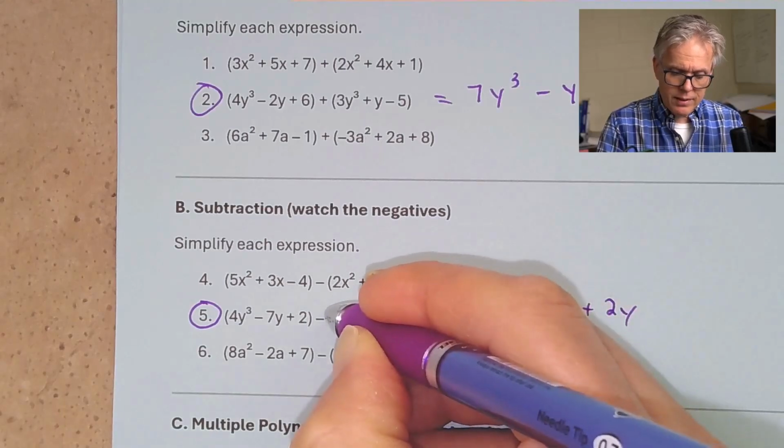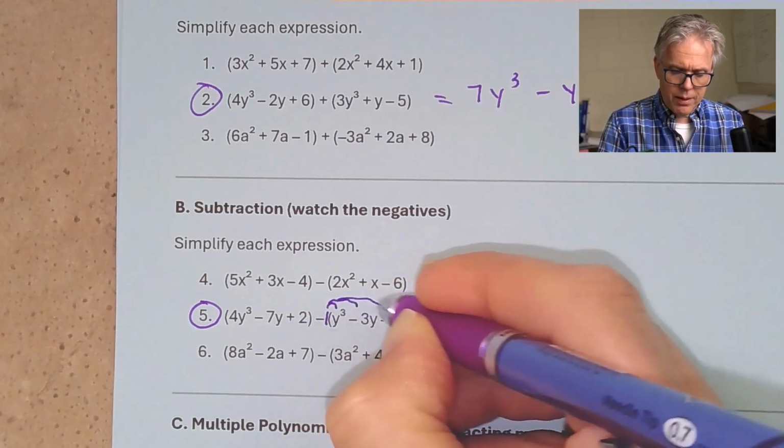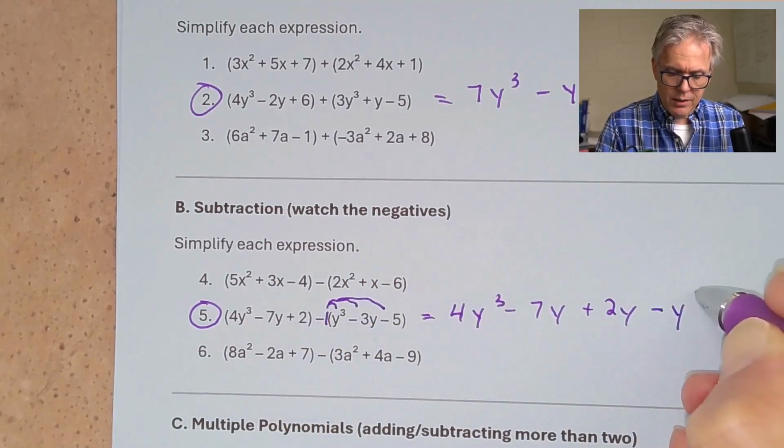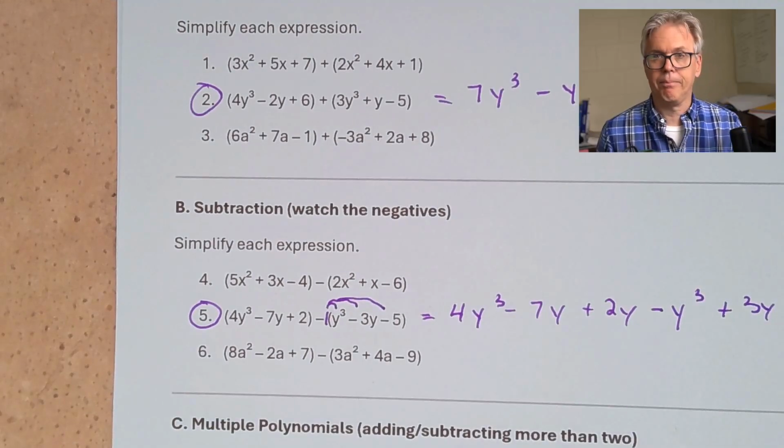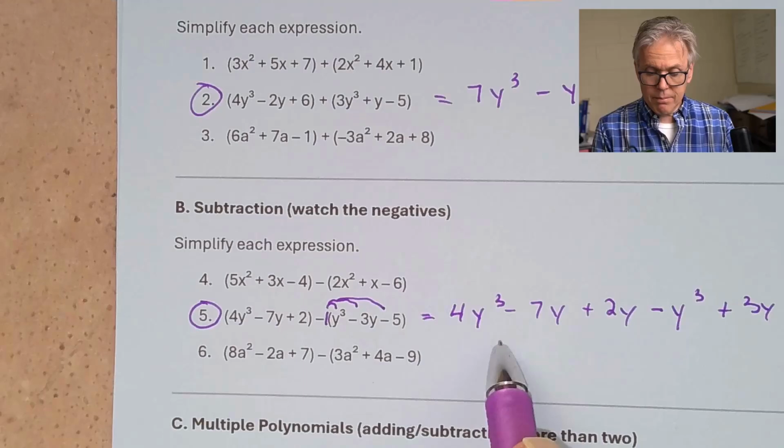And then distribute this negative. And we've done that before with the distributive property. Minus y cubed plus 3y plus 5. So really be careful on that. Now, it's up to you.